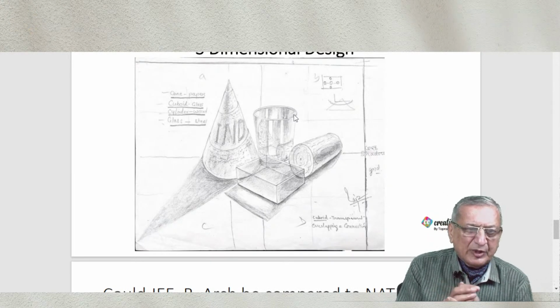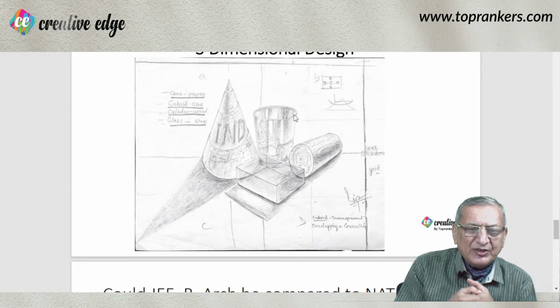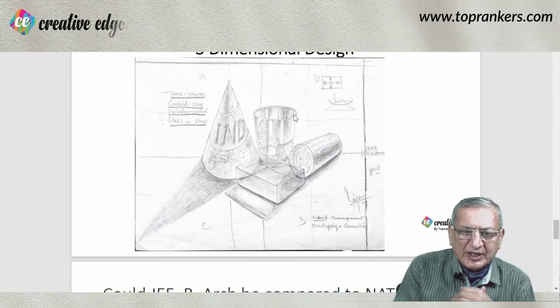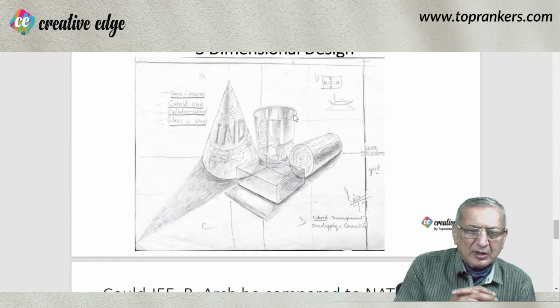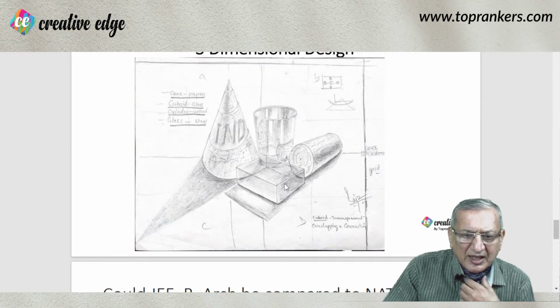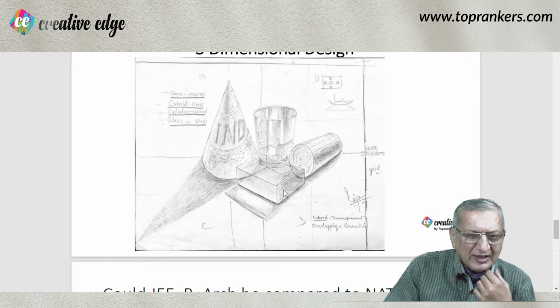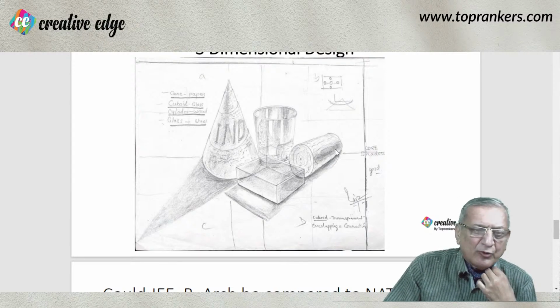Last and not the least type are the three-dimensional designs. Among three-dimensional designs or arrangements, this is one of the example questions that I have taken. They give you four objects: a glass made up of steel, a cone made up of paper, a cuboid made up of glass, that is the कांच का गिलास, कांच वाला glass, and a cylinder made up of wood.